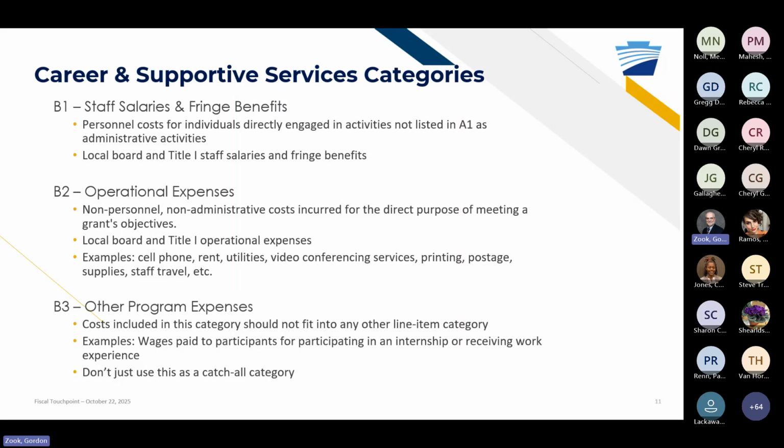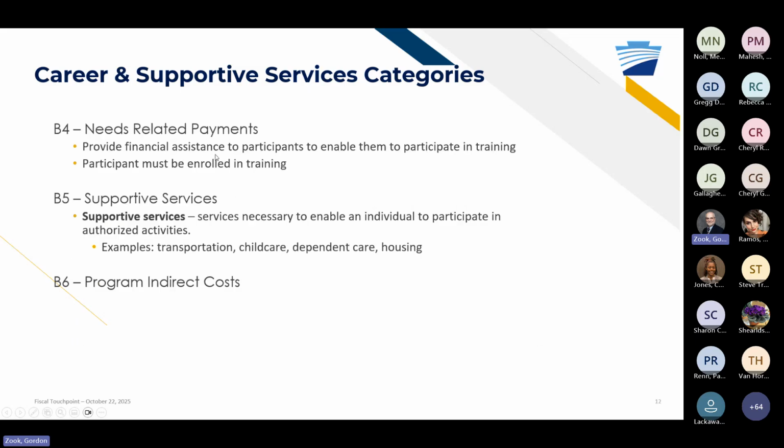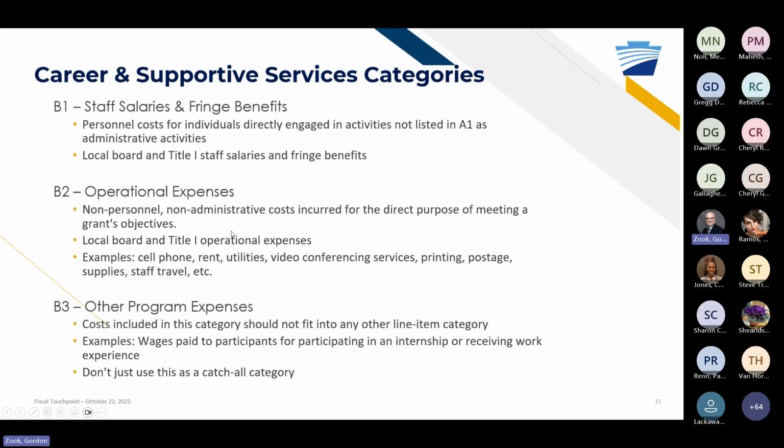One important thing to note is that this should include local board and Title I staff salaries and fringe benefits. So in yesterday's allowable cost training, Brenda stated that Title I salaries should go under other program expenses. Upon further discussion, we're correcting that. Those Title I staff salaries need to go under staff salaries and fringe benefits, the same place where the local board salaries and fringe benefits are going.